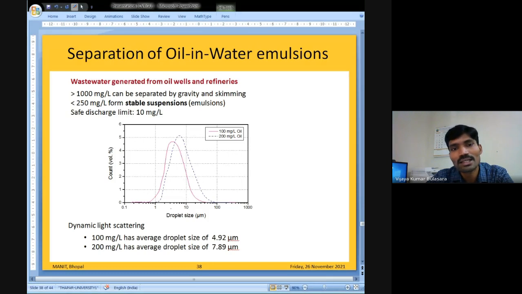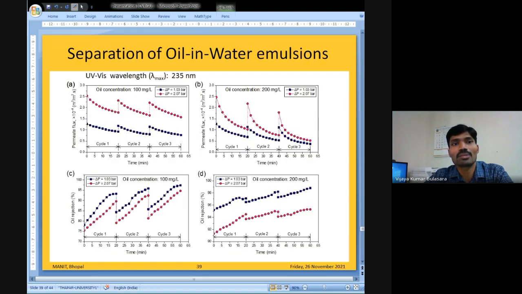So bigger droplets can easily float on water. If you allow sufficient time in the settling tanks, then due to gravity and low density, these oil droplets float and form an oil layer on the surface, and they can be removed by skimmers. But low concentration emulsions form stable suspensions, so they require separation by membrane. So we used membrane separation and UV visual spectrophotometry for determining the oil concentration in the emulsions.